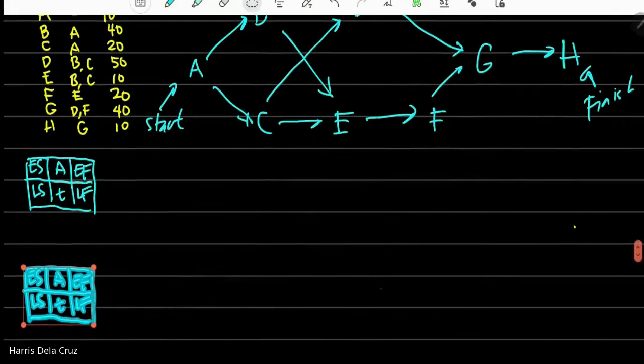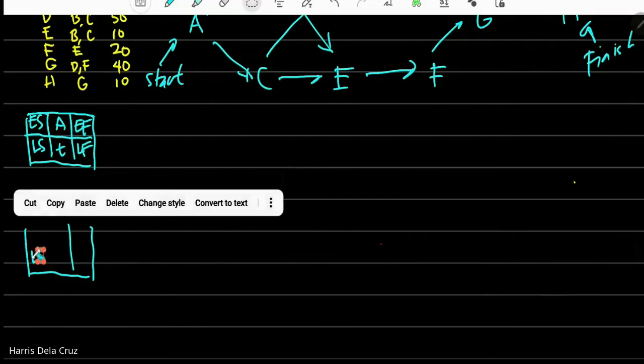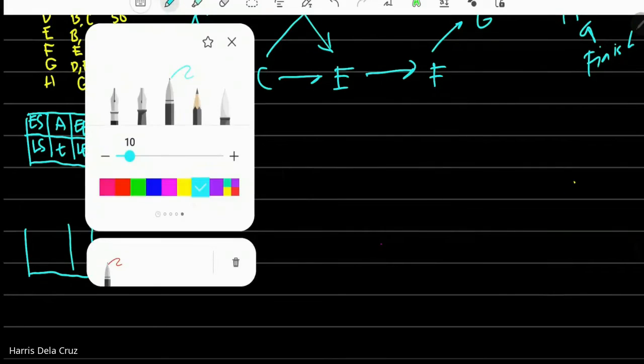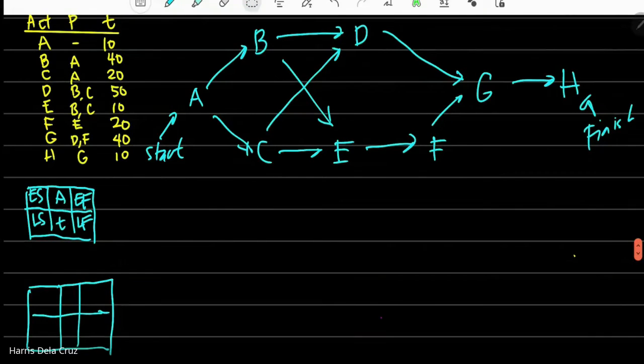So, let's say mag-start yung A dito. Tapos, ay wait, kailangan wala palang laman. Sorry. So let me just draw a blank table. Yan, lakihan natin para kitang-kita. Okay. So I'll do this for all the vertices.